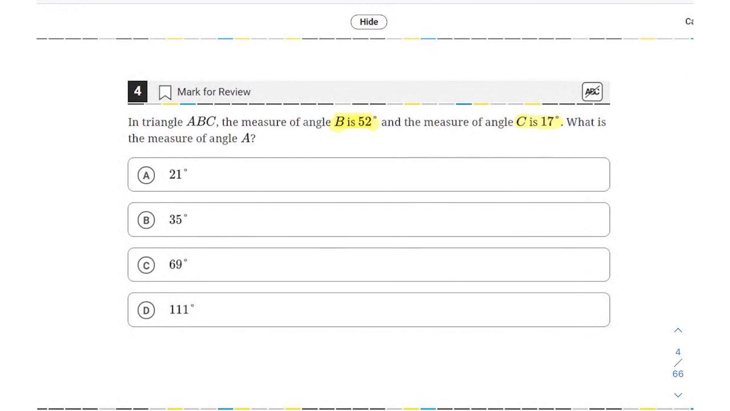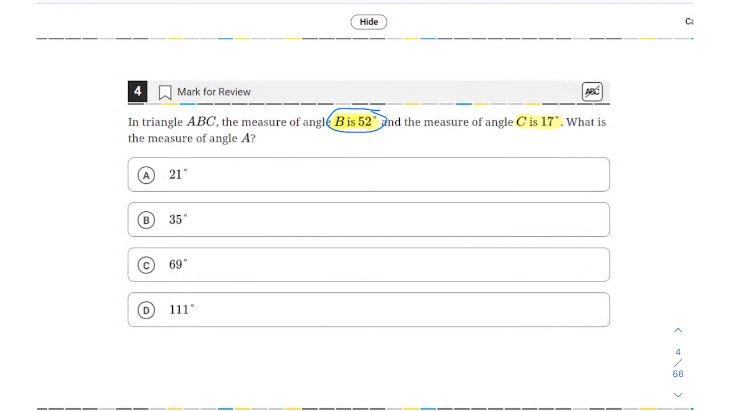You could try to draw this out, but you really don't have to. Hopefully we know that the sum of all the angles of a triangle adds up to 180, and so it doesn't really matter where these angles are or what it looks like visually, and that on test day could be a waste of time to try to think of it visually as opposed to just looking at this numerically.